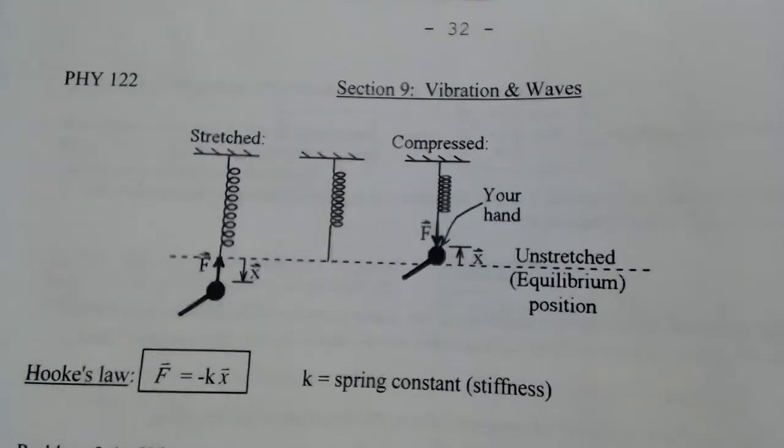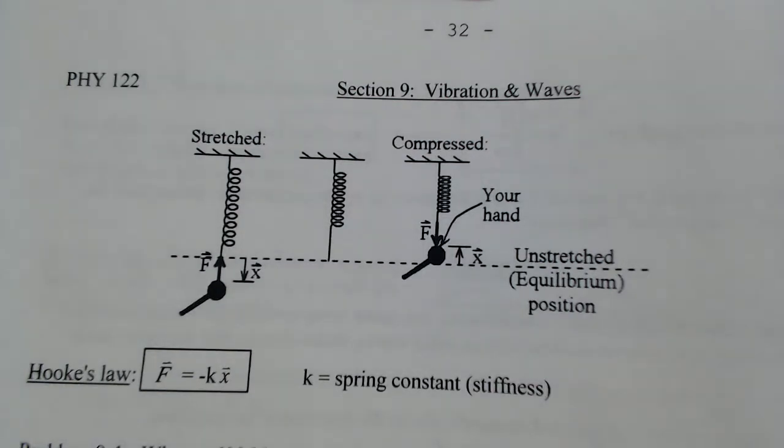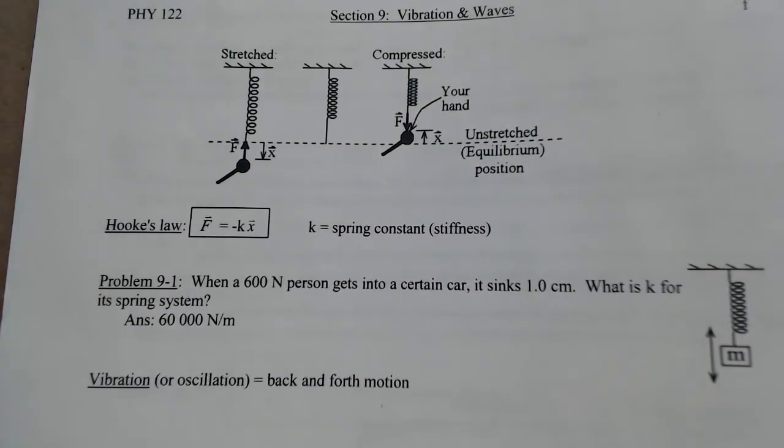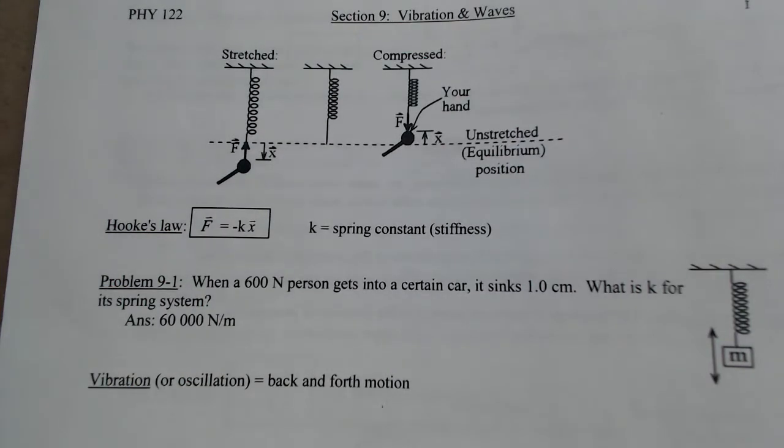The proportionality constant between the force and the displacement is typically called the spring constant, and it's represented by the letter k. It depends on how hard the spring is to stretch or compress.